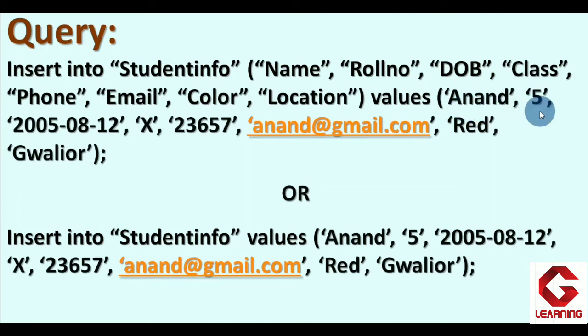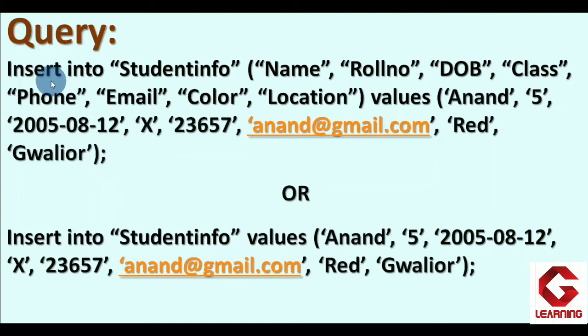Name is Anand, roll number is 5, date of birth is 12th August 2005, but here, in case of the date data type, you have to always enter the date in this format only. First of all the year will come in 4 digits, then a hyphen, the month will come in 2 digits, then again a hyphen, and the day will come in 2 digits. So whenever we are using a command for the date, we have to always provide the date in this format only: year in 4 digits, then month in 2 digits, and day in 2 digits. Thereafter next is class 10, then phone number 23657, email id anand@gmail.com, color red and location Gwalior, thereafter the bracket is closed and a semicolon just to end this statement.